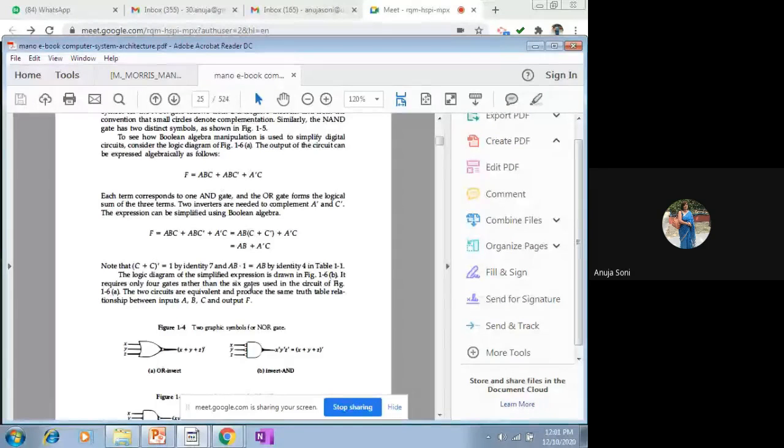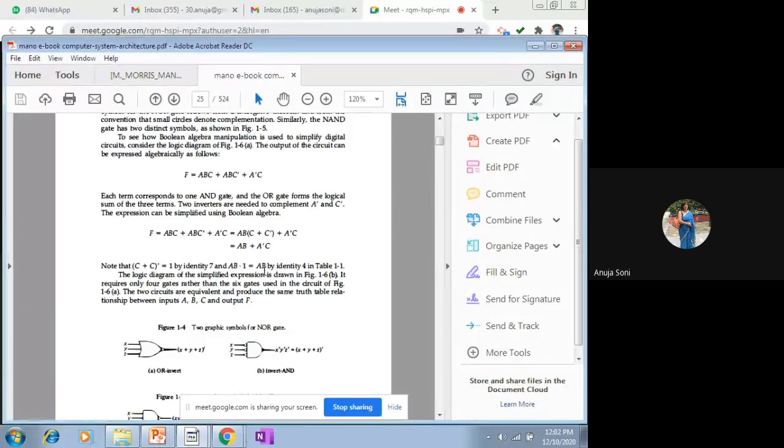Whereas the same Boolean expression, when represented in the simplified version, how many gates were required? One AND gate, one inverter, one AND gate, 2, 3, 4. 4 gates are required in order to draw the logic circuit diagram for this simplified version of the Boolean expression.